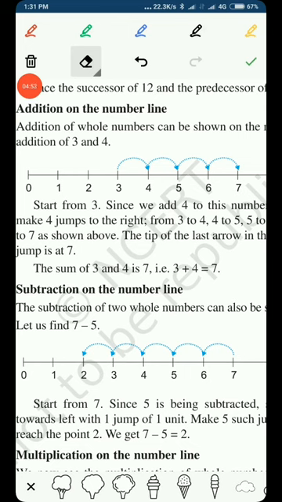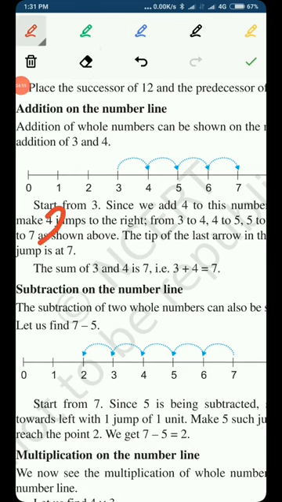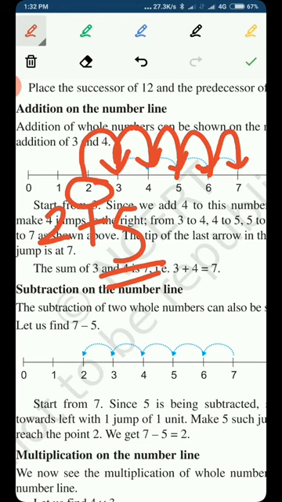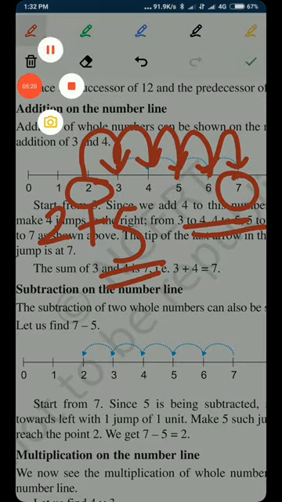Suppose we have to add 2 and 5. Then what will we do? We will start from 2 and jump with the unit distance 5 times, because we are adding 5. 1 time jump, 2 time jump, 3 time jump, 4 time jump, 5 time jump, and we reach 7. So that is our answer, and this is the way to show addition on the number line.